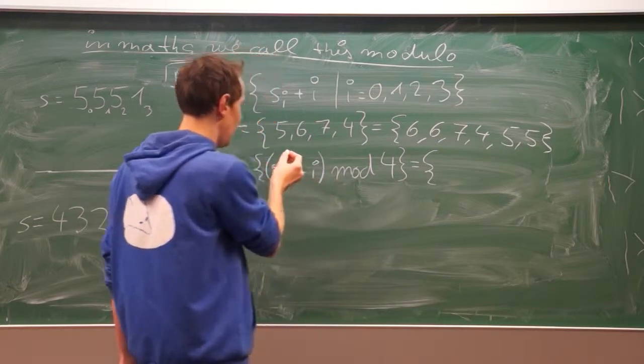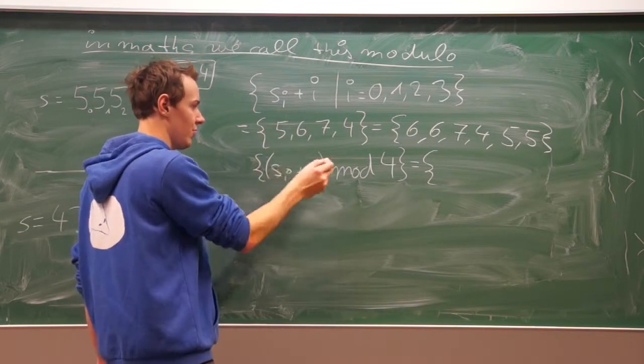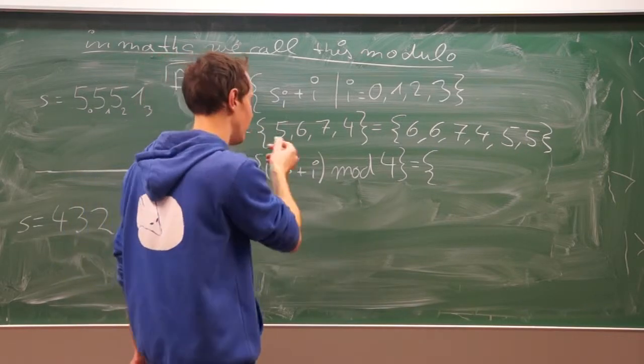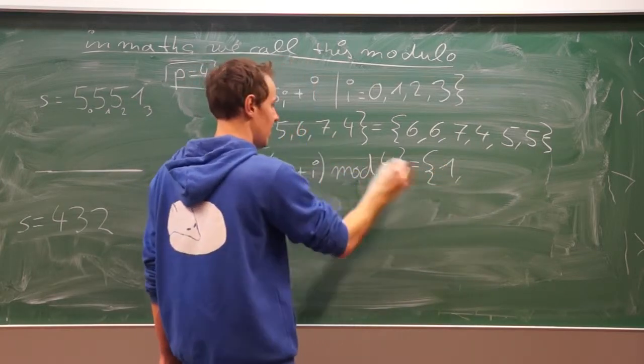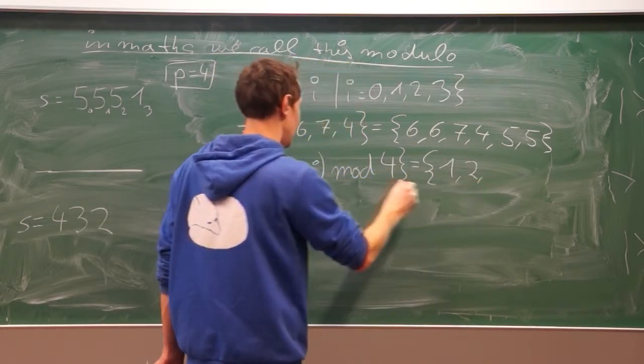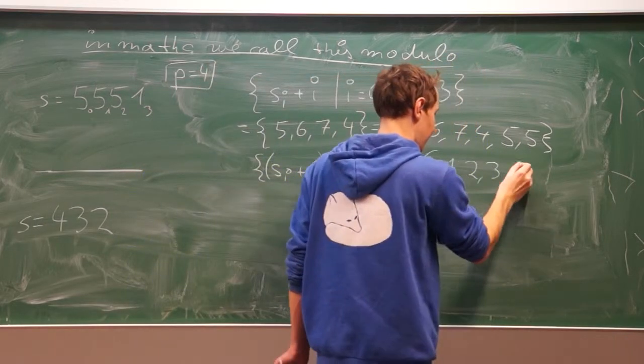We will have a look at this set, and we subtract 4 as often as we can in order to reach 0, 1, 2, or 3. And 5 minus 4 is 1. 6 minus 4 is 2. And 7 mod 4 is 3. And 4 mod 4 is 0.